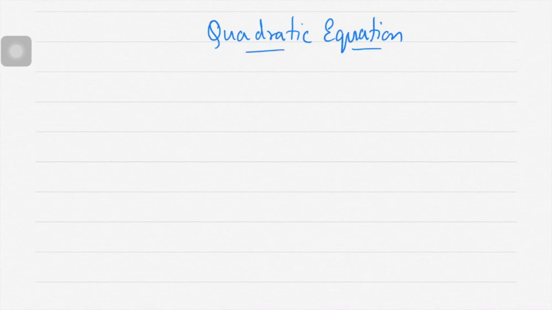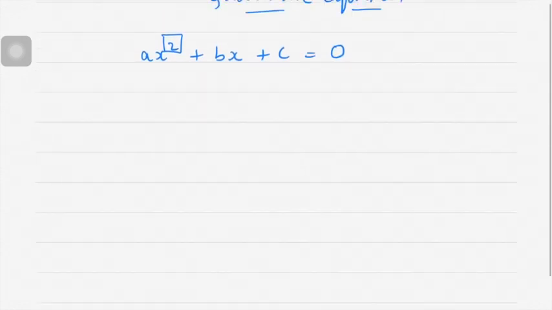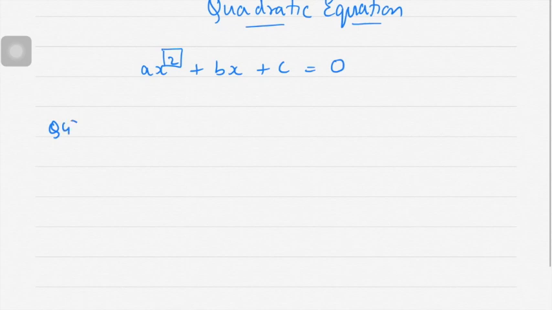Let's start the last part of this chapter, which is quadratic equation. A quadratic equation is an equation in the form of ax² + bx + c = 0. In a quadratic equation, the highest degree is 2. To solve a quadratic equation, there are two methods: one is the factorization method and one is the formula method. In this lecture, we will be solving all the questions using the factorization method.